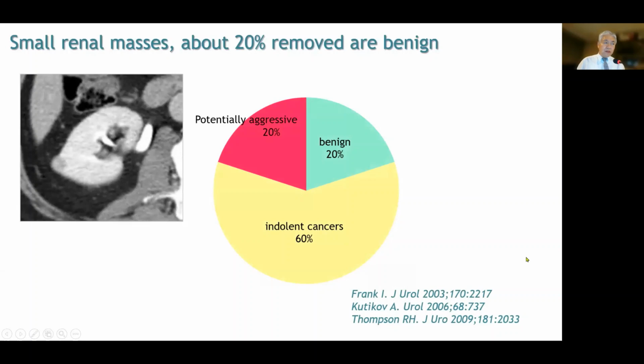A solid mass in an adult is most likely a renal cell carcinoma, but it is known that about 20% of small renal masses removed are benign, and about 60% are indolent cancers, and only 20% are potentially aggressive tumors. Therefore, it is important to characterize small renal masses before surgical removal. The most common benign tumors of the kidney confused with renal cell carcinoma are angiomyolipomas.